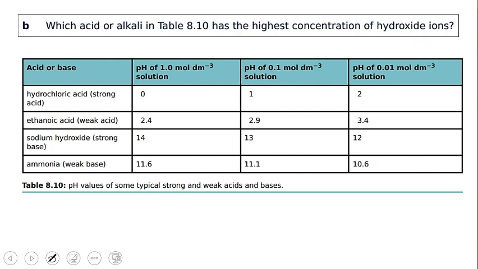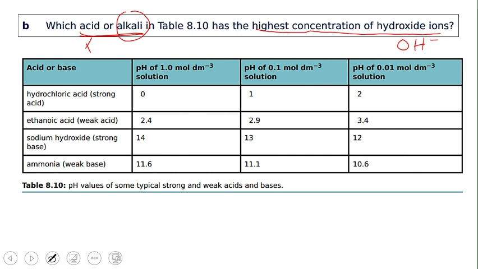Part B. Check the same table and see which acid or alkali has the highest concentration of hydroxide ions. Hydroxide ions means OH negative ions. So OH negative ions, alkali or base most of the time have more OH negative ions. So it means we have to choose an alkali or base, not the acid. We have to choose only an alkali from the table so that it can have the highest concentration of hydroxide ions.